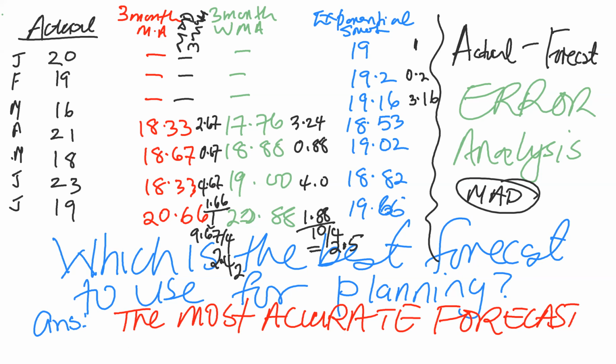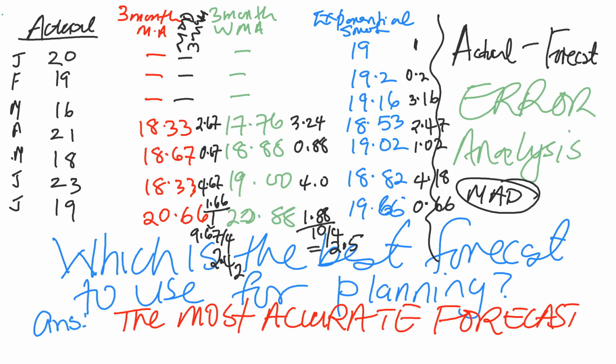And now we're at 21 minus 18.53. That's 2.47. And then it's 18 minus 19.02. And that's negative 1.02. We write down 1.02. And then it's 23 minus 18.82. That's 4.18. And then that's 19 minus 19.66. That's negative 0.66, but again, we're writing down the positive, so we write 0.66.